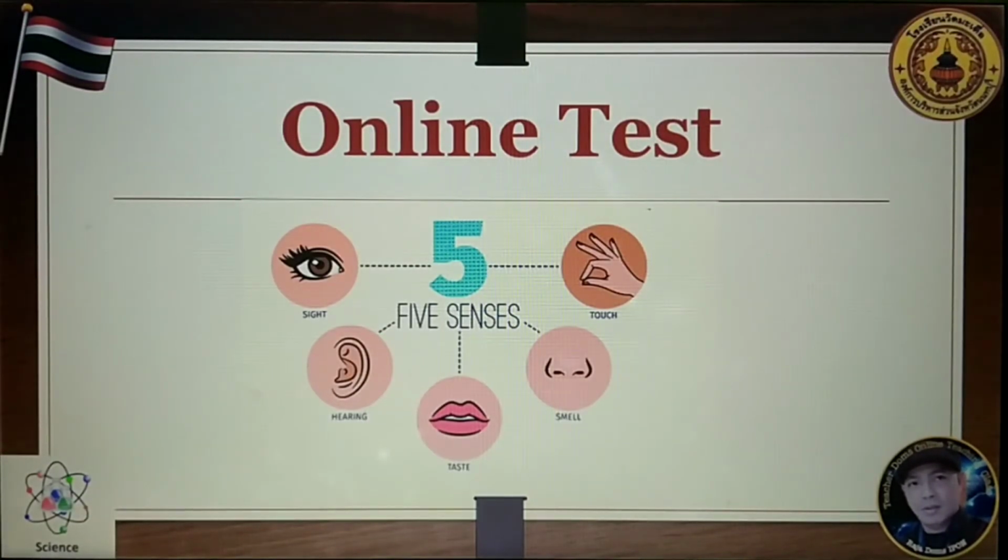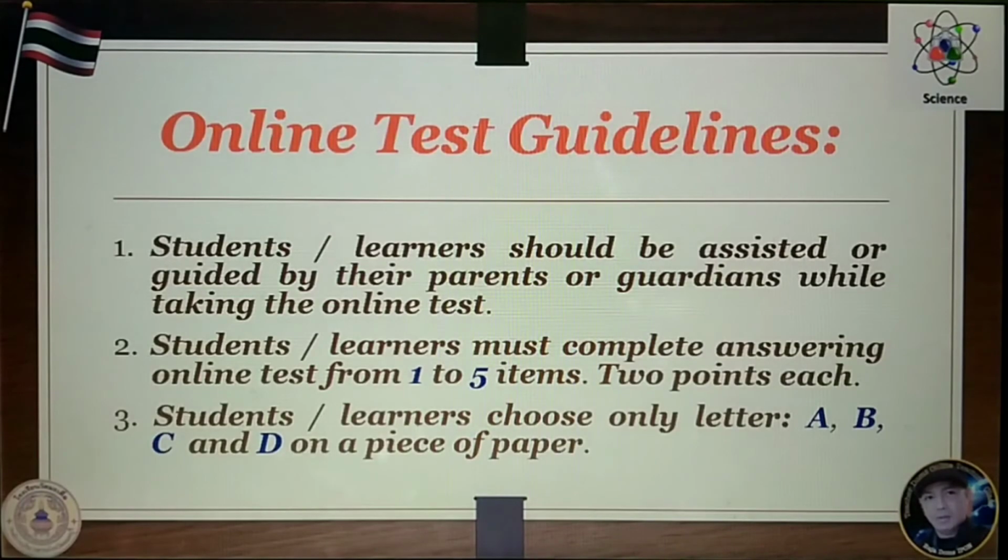Now let's go to online test. Let's deal first with the online test guidelines. Number 1, learners should be assisted or guided by their parents or guardians while taking the online test. Number 2, learners must complete answering online test items 1 to 5, 2 points each. Number 3, learners choose only letters A, B, C, and D on a piece of paper.